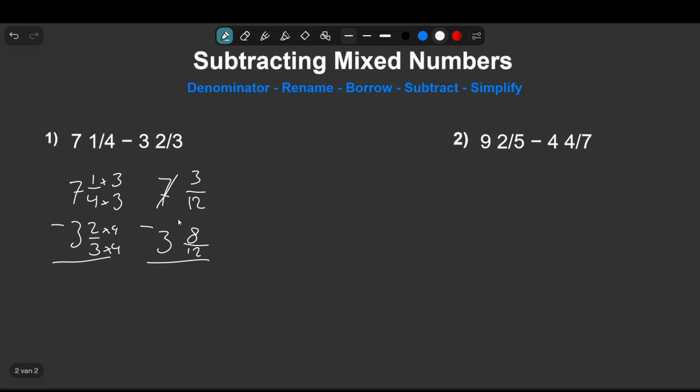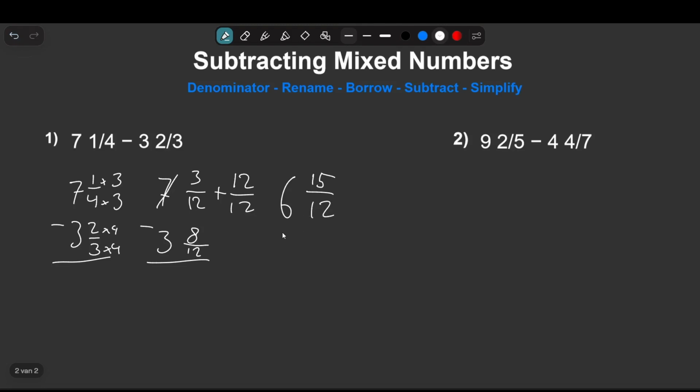We are borrowing from the 7, so we are going to add 12 to the 3. Basically we're going to do it like this. We're adding 12/12, like this. So now we get 3 plus 12 equals 15. And of course, the denominator stays the same, so we get 15/12. And now our whole number will turn into a 6 because we took one whole out to borrow.